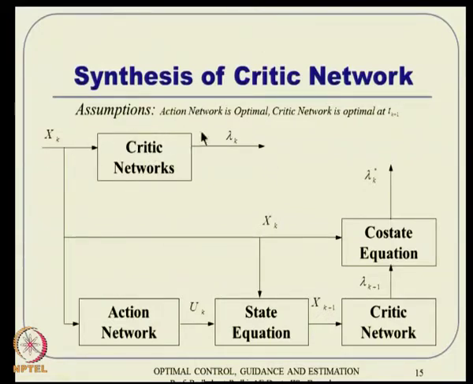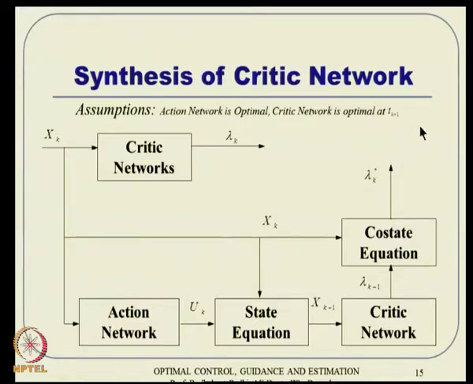We have this xk, which gives you lambda k, but we need to get a lambda k star, a desired lambda k. Okay. So, how do you do that? It is like this, you got xk, you can also feed that into the action network, which we assume is already optimal, then you get some sort of optimal control uk. Now, xk and uk are available, so we got xk plus 1. And remember this, there are two assumptions here. One is the action network is optimal, and the critic network that you are going to train for lambda k is also assumed to be optimal at k plus 1.